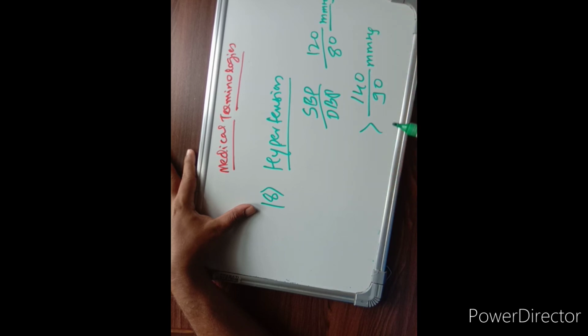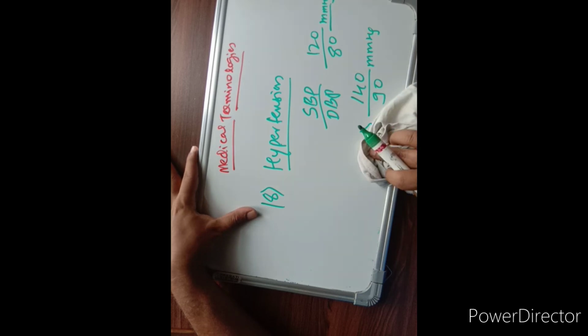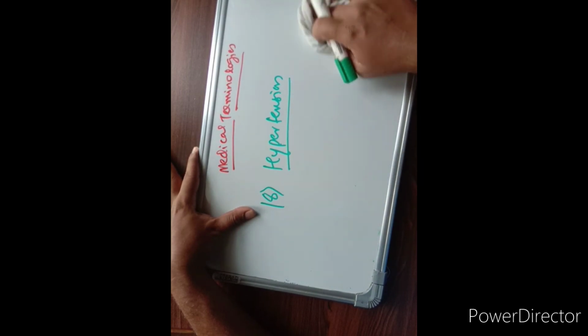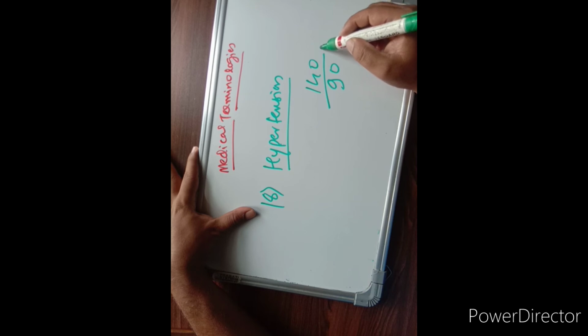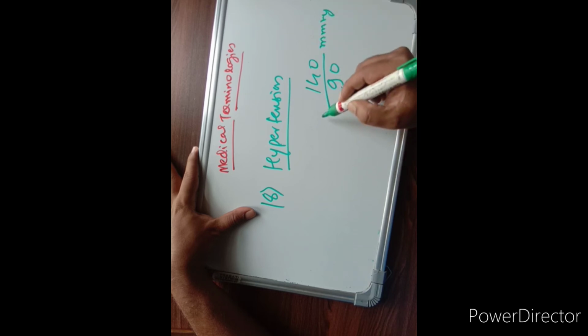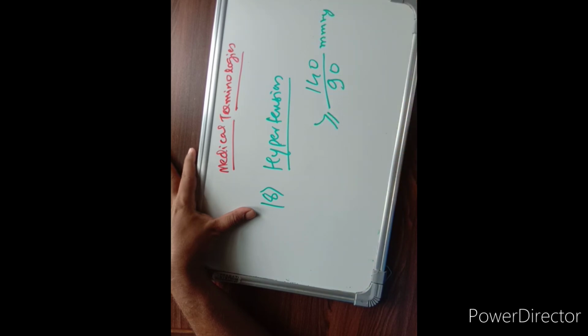But by one reading we cannot say that the patient is hypertensive. If the patient's systolic blood pressure is persistently more than 140 and diastolic blood pressure is more than 90, consistently for 3 to 5 days, then we can say that the patient is hypertensive. So what is hypertension? Systolic blood pressure more than 140 and diastolic blood pressure more than 90 mmHg. If this reading comes, it is known as hypertension.